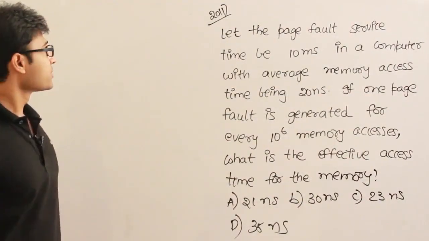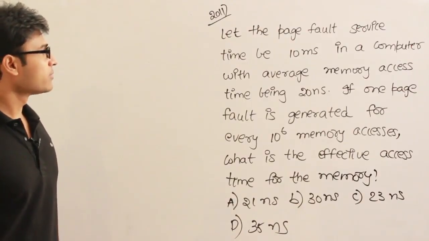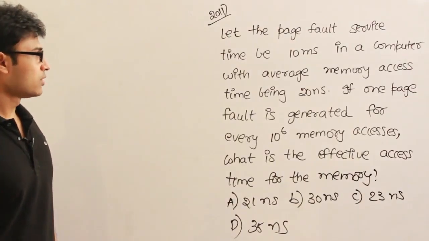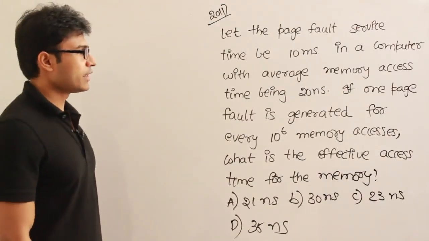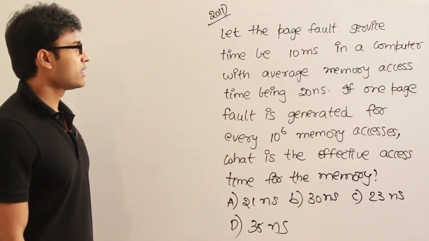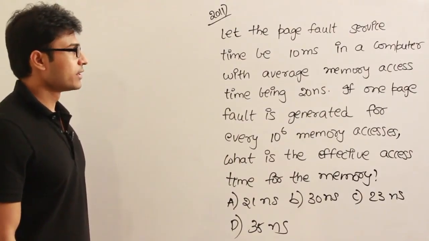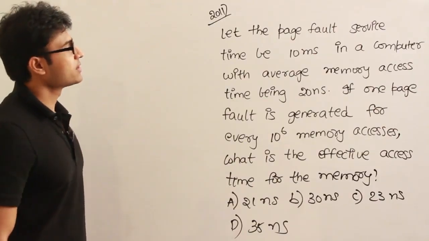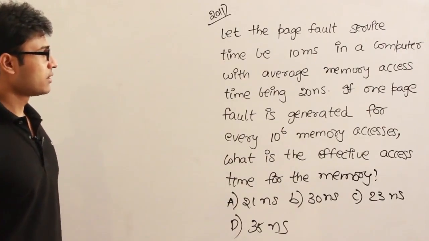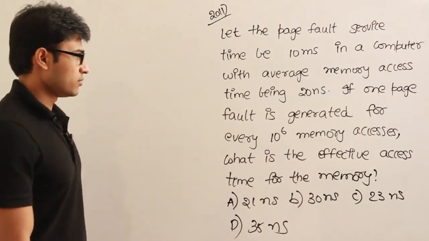Now what's this question? This question was asked in GATE 2011. Let the page fault service time be 10 milliseconds in a computer with an average memory access time of 20 nanoseconds. So memory access time is 20 nanoseconds and the page fault time is 10 milliseconds. Look at that: the difference is nearly a million times, half a million times to be precise.